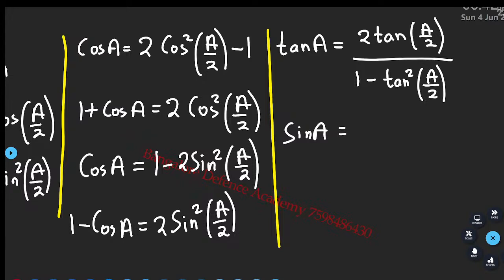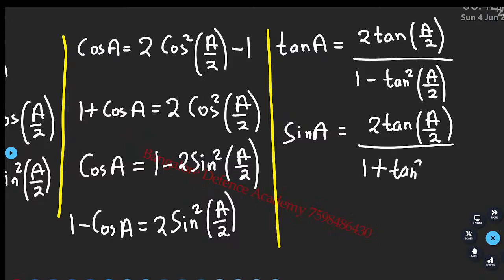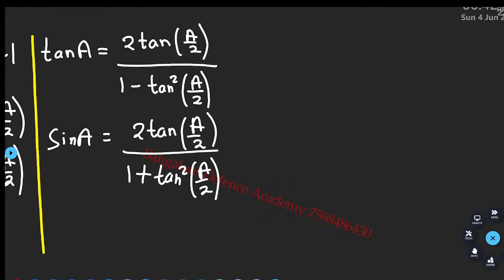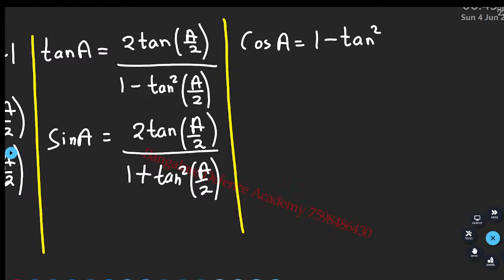Next, sin A is equal to 2 tan A by 2 divided by 1 plus tan square A by 2. इसको बोलते हैं हाफ एंगल फॉर्मूला, because हम 2 से डिवाइड कर रहे हैं. And next you have cos A is equal to 1 minus tan square A by 2 divided by 1 plus tan square A by 2.